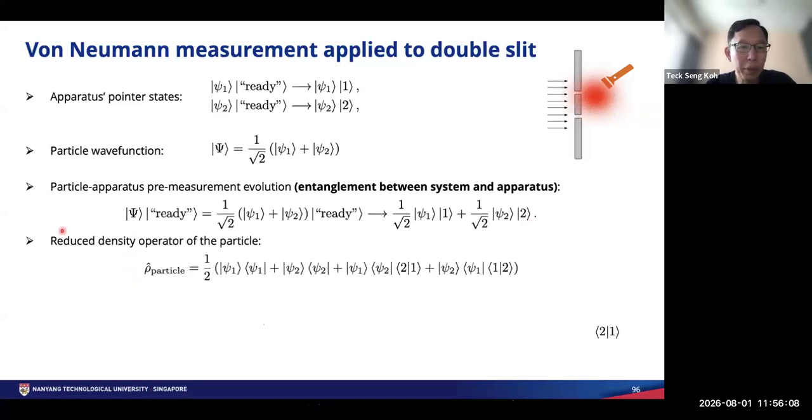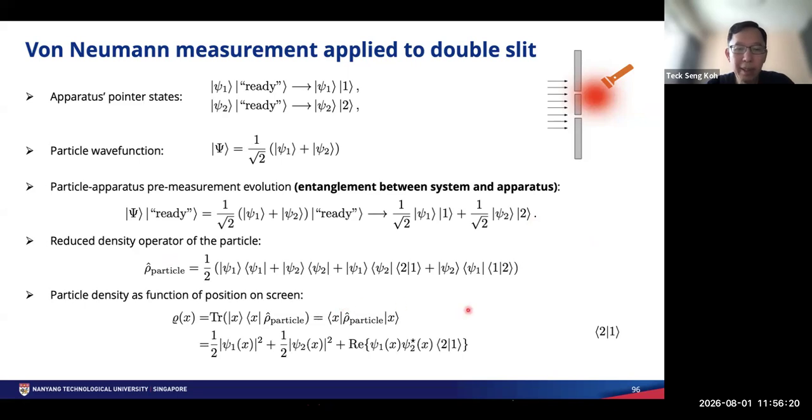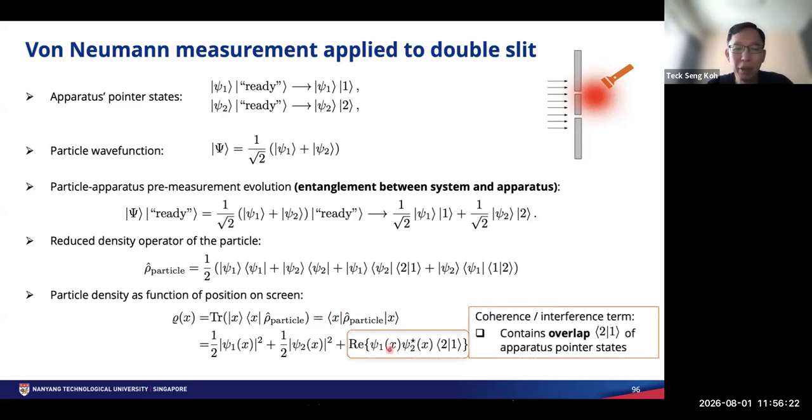But when you want to get the reduced density operator of the particle, you need to trace out the apparatus. And when you do that, I'm skipping all the math, you get this particular term. These two terms are your classical distribution. This term contains the overlap of the apparatus pointer states. Remember, we talked about overlap several slides ago. And if the overlap is 0, then this term, which carries the interference pattern terms, becomes 0.